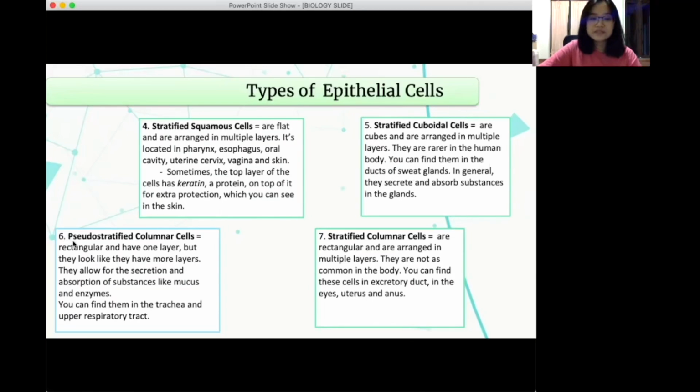The sixth is stratified columnar cells, which are rectangular and have one layer. You can find them in the trachea and upper respiratory tract. And the last is stratified columnar cells, which are rectangular and arranged in multiple layers. You can find them in the excretory duct, in the eyes, uterus, and anus.